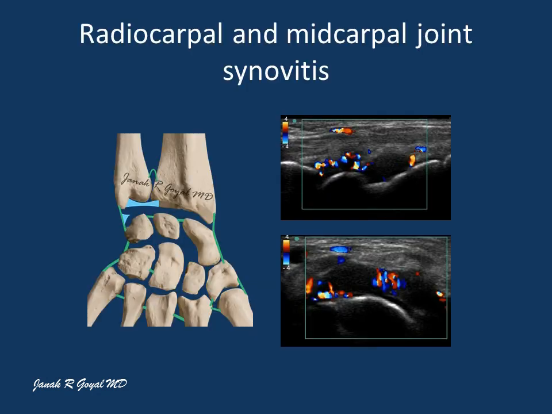Here is an ultrasound image of the wrist of one of my patients with rheumatoid arthritis. The image shows a hypoechoic distension of the wrist joint capsule and a positive color Doppler signal indicative of active synovitis of the wrist joint. The color signal was so intense that I did not have to use the power Doppler to look for synovitis in this patient.